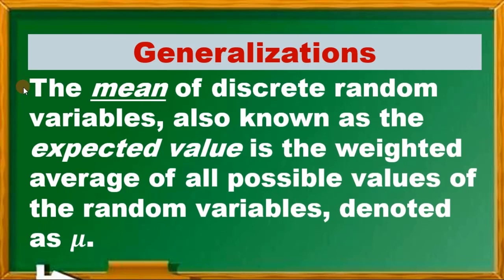For the generalizations, the mean of a discrete random variable is also known as the expected value. This is the weighted average of all possible values of the random variable, say x, and usually it is denoted as the Greek letter mu.